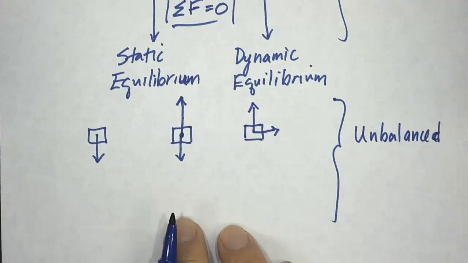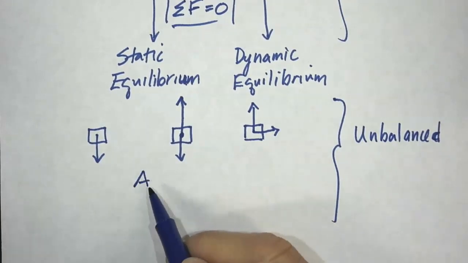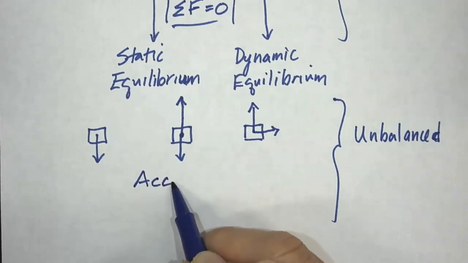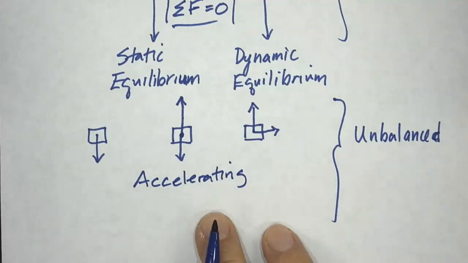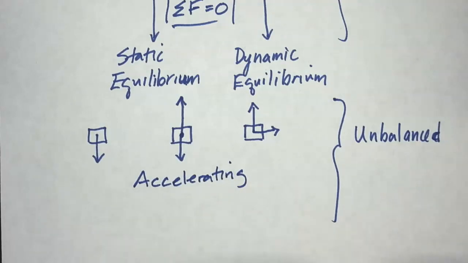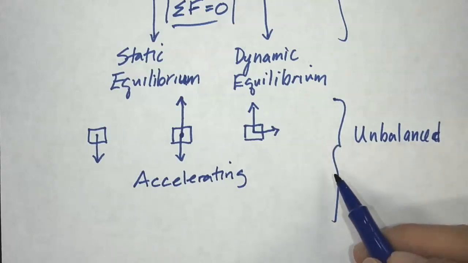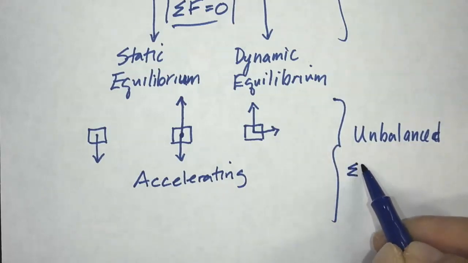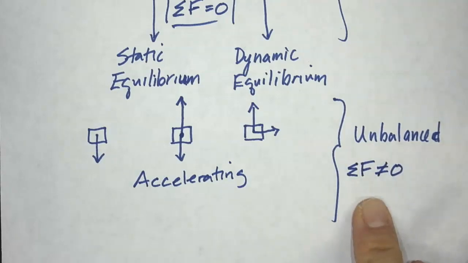Now, when the forces are unbalanced, it is not in equilibrium, and we know that the objects will be accelerating. So if the forces are unbalanced, then the object will be accelerating. When it's unbalanced, we can also write that the net force is not equal to 0. So unbalanced, the net force is not equal to 0.